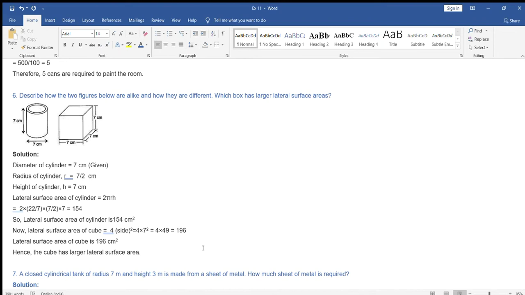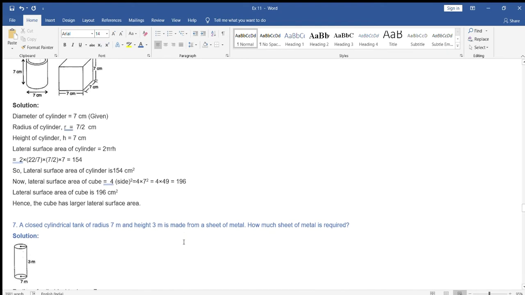Now the question is how they are alike and how they are different. For this, what answer will you give? How are they alike? Because both are 3D in shape. For both, height is 7. This you can write. And how are they different? The first one is a cylinder and the second one is a cube. So they are different. You can write any sentence in your own words.